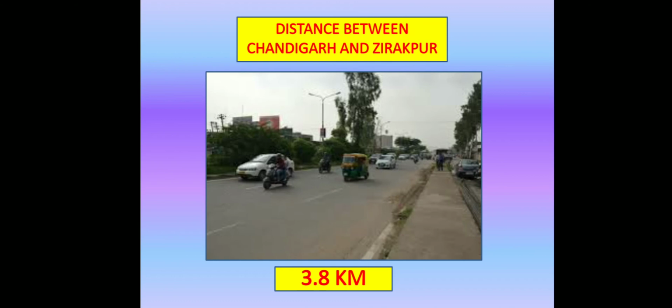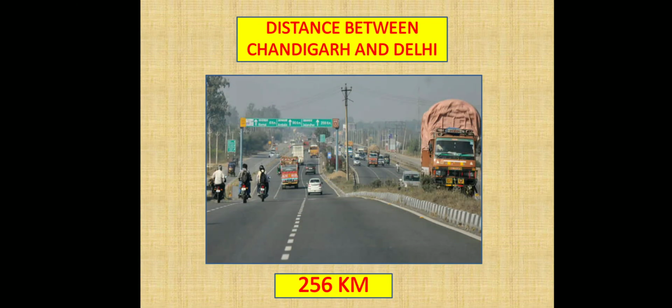Next is distance between Chandigarh and Zirakpur. The distance between Chandigarh and Zirakpur is about 3.8 kilometer and it is measured in km or kilometer. Now to measure the distance between Chandigarh and Delhi, we use the unit kilometer and the distance is about 256 kilometer.